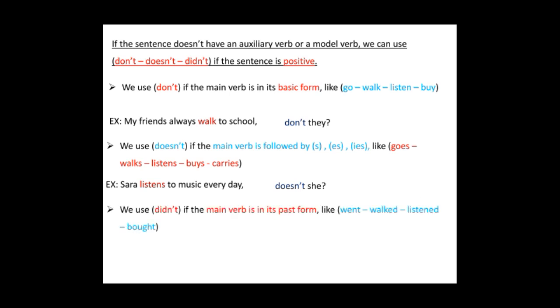We use didn't if the main verb is in its past form, like went, walked, listened, bought. You told me the truth. I don't have any auxiliary here or modal verb, so don't or doesn't or didn't, because the sentence is affirmative. So what matches here? It's didn't. Okay, didn't you? Put the question tag.